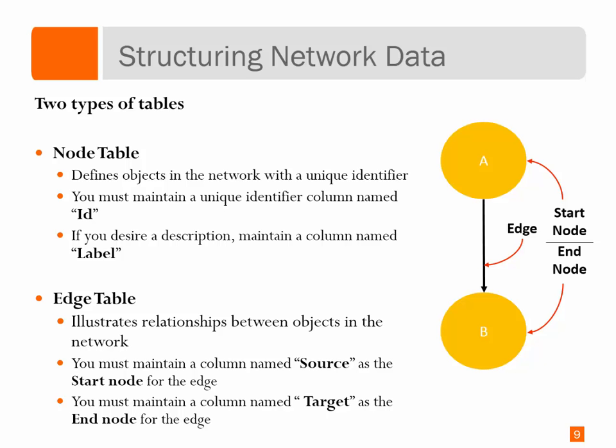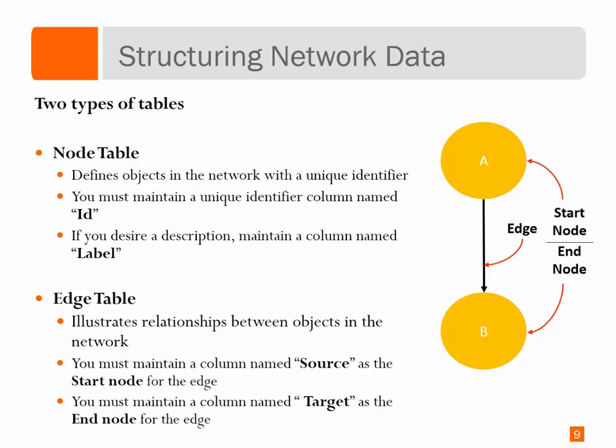That's going to form our node table, and basically what we're describing here is all of our yellow circles, A and B. If we were to create a node table for the diagram to the right, we just have two entries, maybe a unique ID of 1 and a label of A, and then a unique ID of 2 and a label of B.